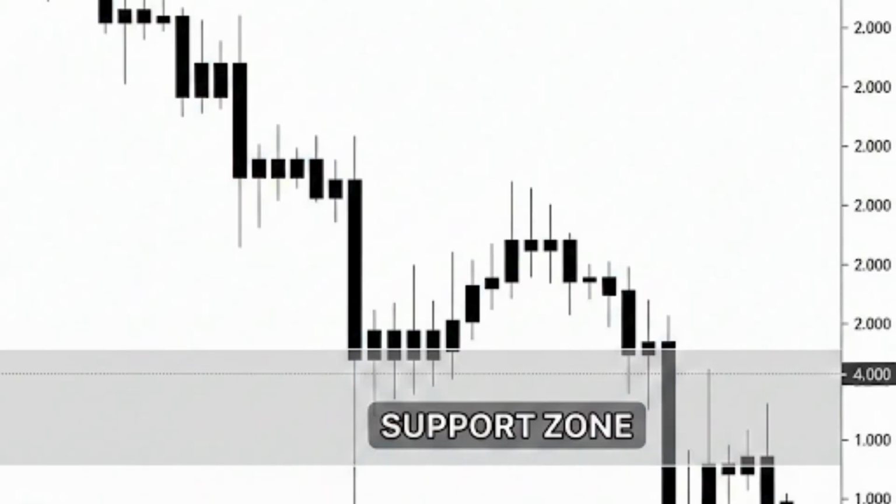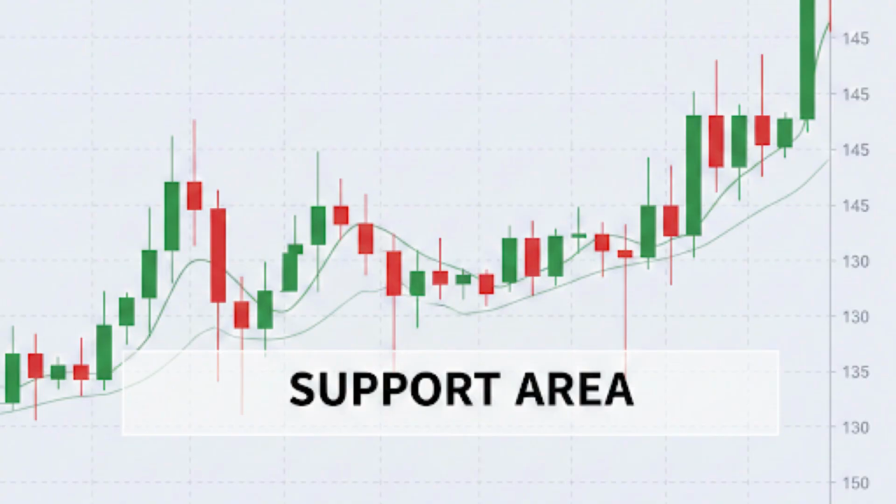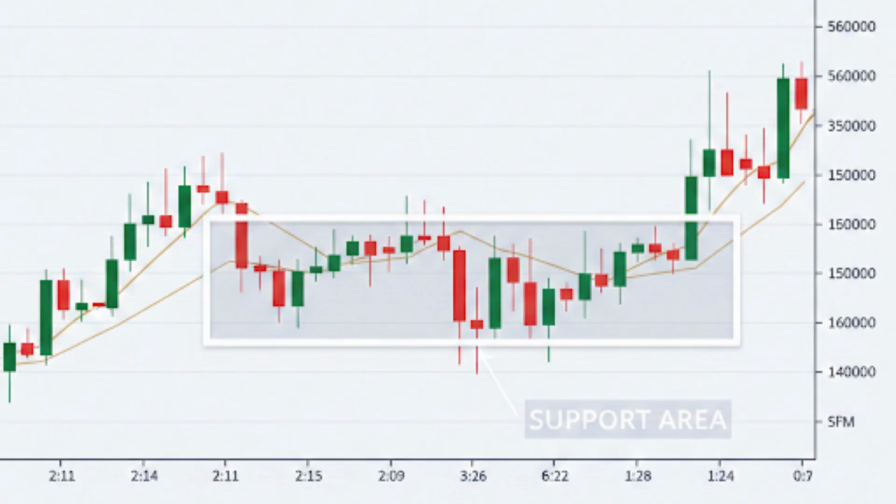1. Support. Support is a price level where the market tends to stop falling because buying interest increases. Think of it as the floor of the chart. Every time the price reaches that zone, buyers step in and push it back up. Support levels help traders identify potential buying zones.